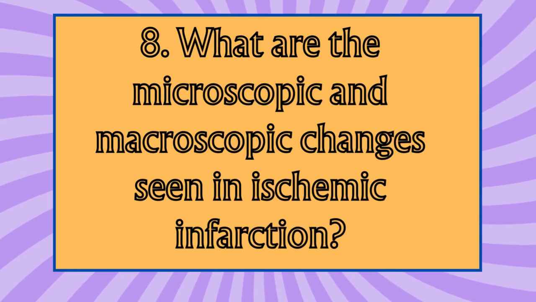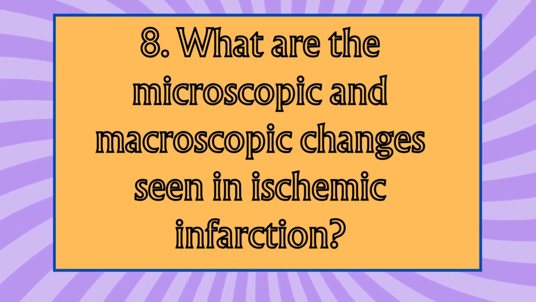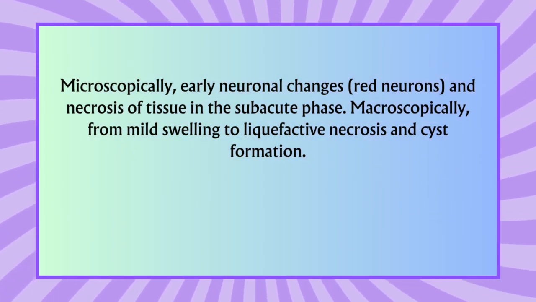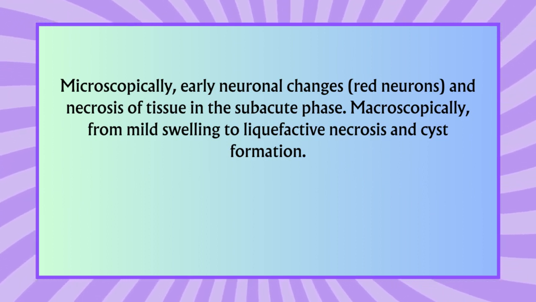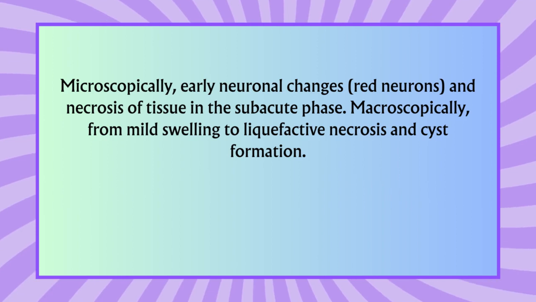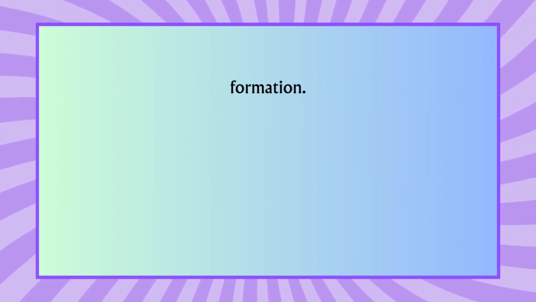8. What are the microscopic and macroscopic changes seen in ischemic infarction? Microscopically, early neuronal changes, with necrosis of tissue in the subacute phase. Macroscopically, from mild swelling to liquefactive necrosis and cyst formation.